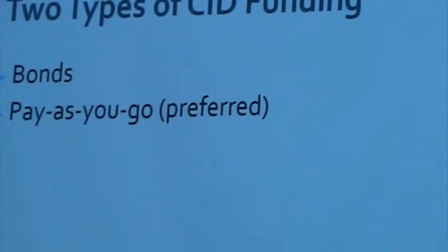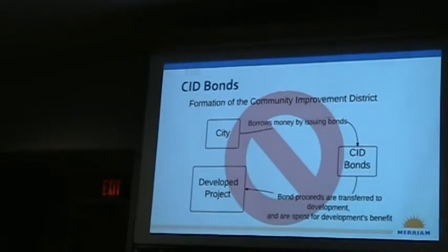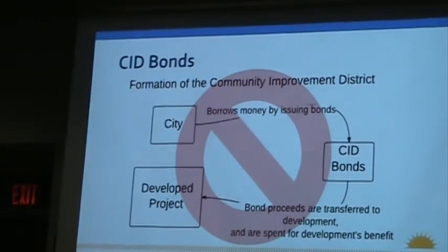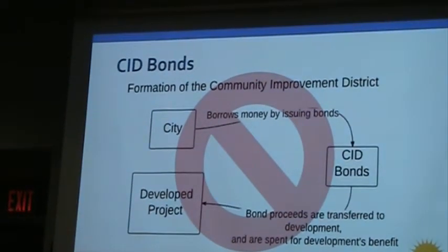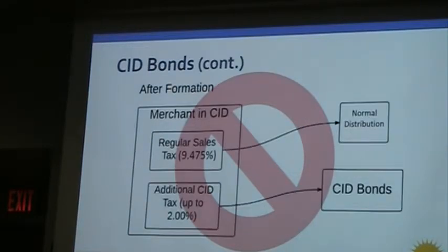Next, real quickly, is community improvement districts. There are two types of funding that come from CIDs: bonds and pay-as-you-go. Pay-as-you-go obviously is going to be preferred in almost everything that we do, including TIF. The difference is that with CID bonds, the city transfers bond proceeds to the developer for the improvements that would be made at a site. Then the additional up to 2% tacked on to your regular sales tax would be used to pay off those bonds.